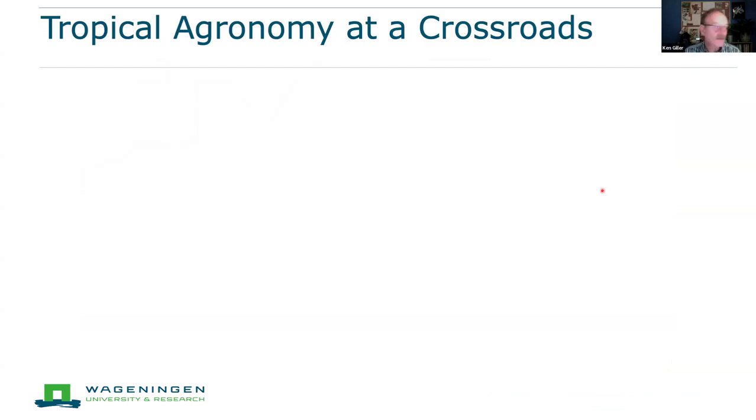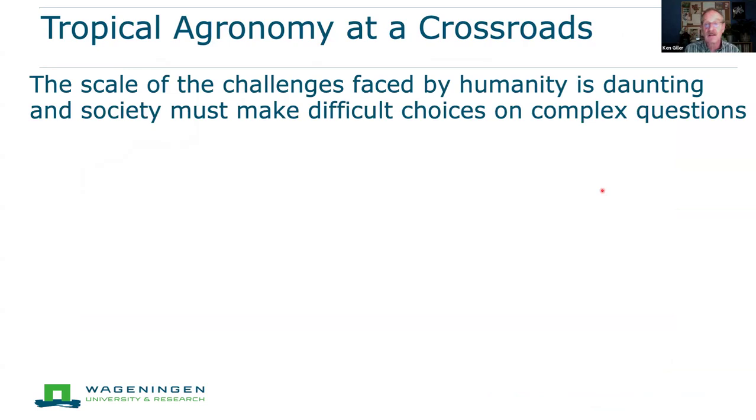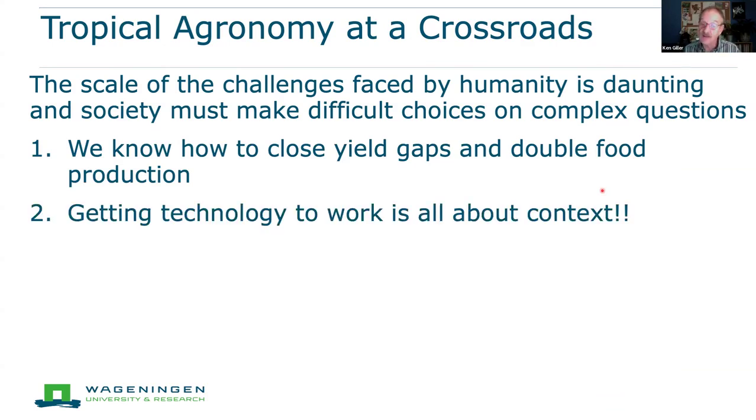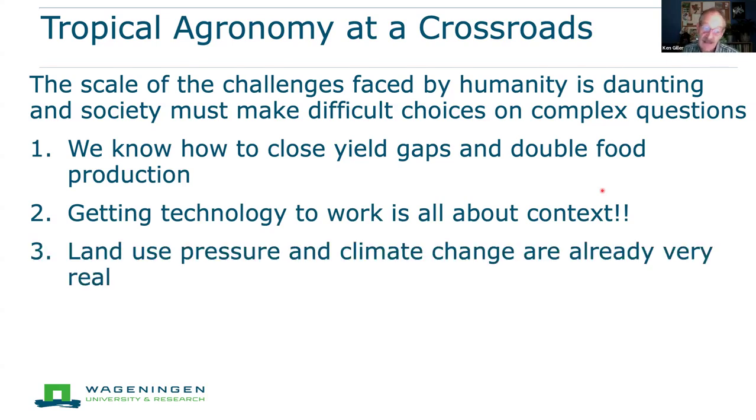So to finish then, my idea here really is that tropical agronomy is very much at a crossroads. I think the scale of the challenges we face in humanity is very daunting, and society has to make some very difficult choices on complex questions. We know how to close yield gaps, to double food production in Africa. We know that getting technology to work is all about context, and it's not about simple silver bullets that we can promote everywhere.